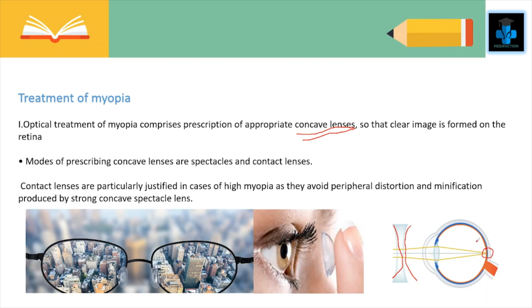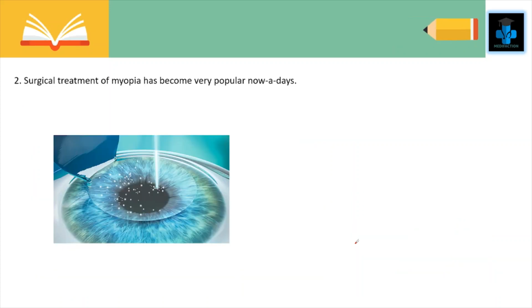The modes of prescribing concave lenses are spectacles and also contact lenses. The contact lenses are particularly justified in cases of high myopia as they avoid the peripheral distortion and minification produced by strong concave spectacle lenses. And also, surgical treatment of myopia has become very popular nowadays.